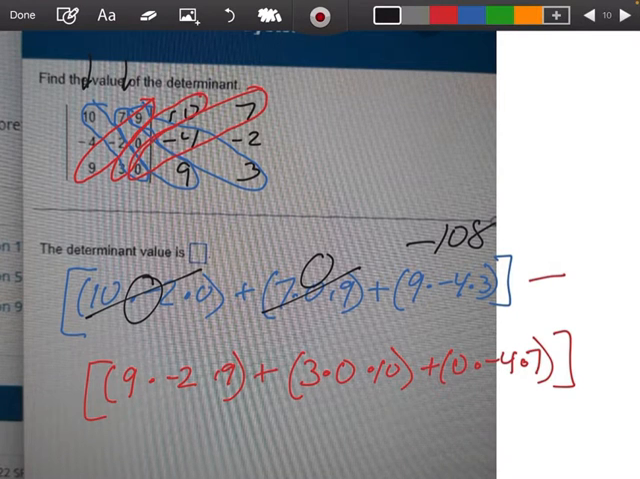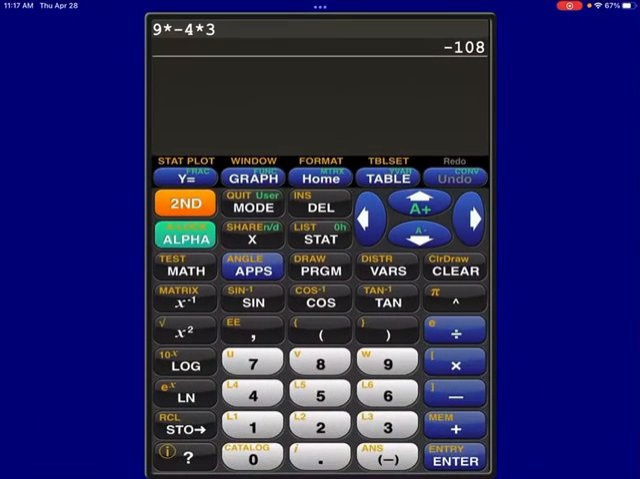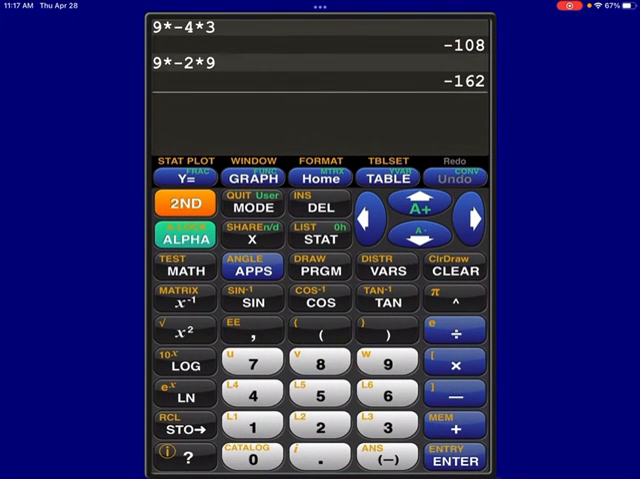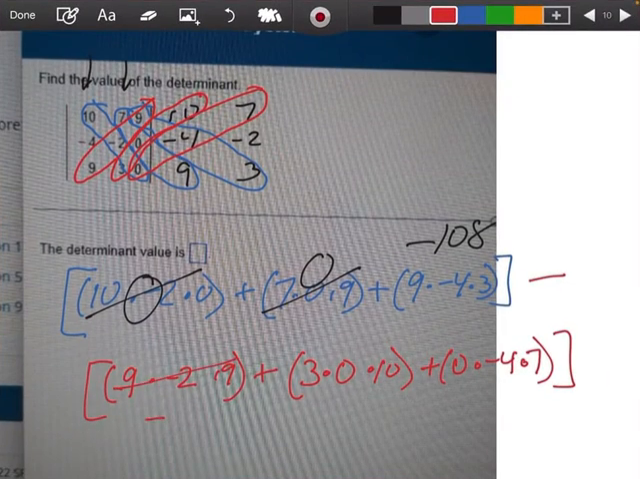Okay. Now I'm going to multiply these numbers here in the red. So 9 times -2 times 9 is -162. Okay, so this gives me a -162. That's going to give me a 0, and that's going to give me a 0.